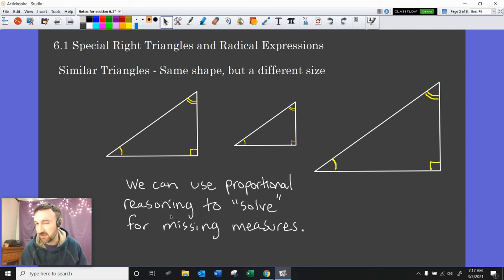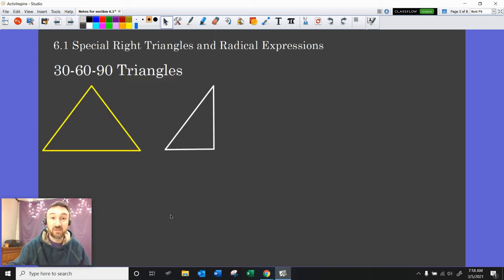Like if I tell you that little triangle in the middle is half as big as the triangle on the left, and then I tell you some of the dimensions on the triangle on the left, you can find the missing dimensions in that small middle triangle. Likewise, if I tell you the bigger triangle is 1.5 times as big as the triangle on the far left, you can find missing side lengths. That idea of proportional reasoning is very important as we move forward and think about trigonometric reasoning. Today, specifically, we're looking at proportional reasoning with similar right triangles that are special.